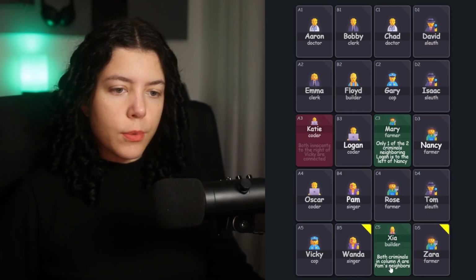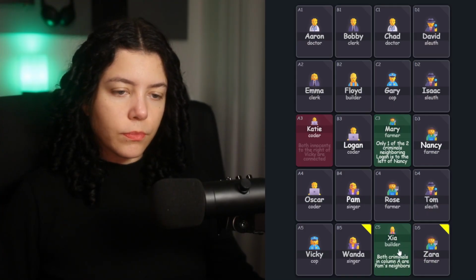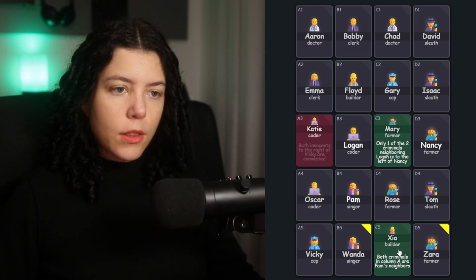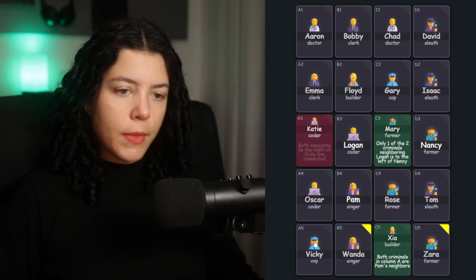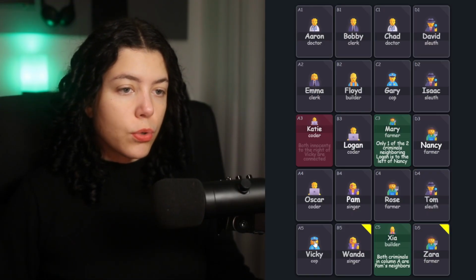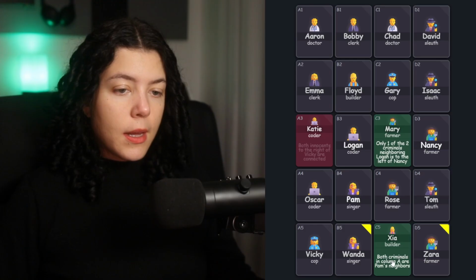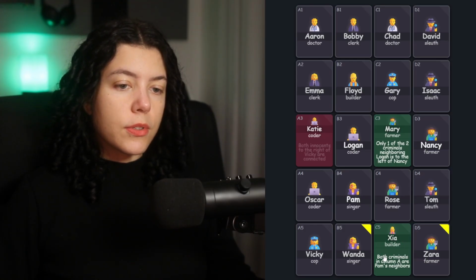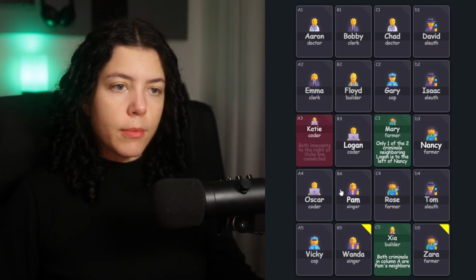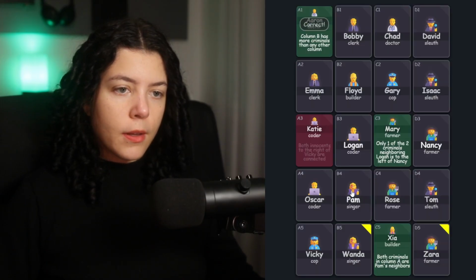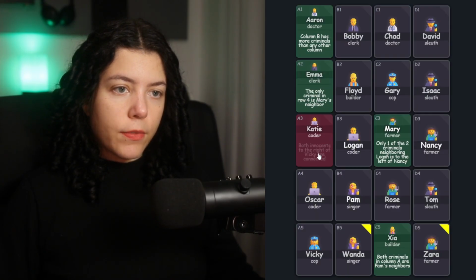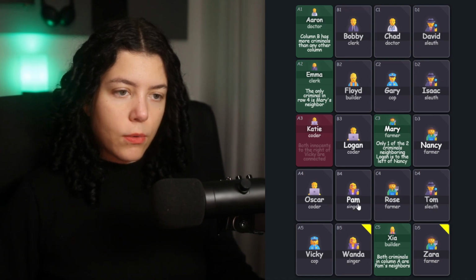And Sia says that both criminals in column A are Pam's neighbors. So Pam has 3 people neighboring her in column A, Katie, Oscar, and Vicky. Among those 3, there's gonna be 2 criminals, because Sia says there's 2. And she also says that there's 2 criminals in column A total. So of the people that don't neighbor Pam, Aaron and Emma, there couldn't be a criminal among them, because they wouldn't be a part of the total to the neighbor Pam. Now, I'm gonna leave Sia's clue there to remind me of that.